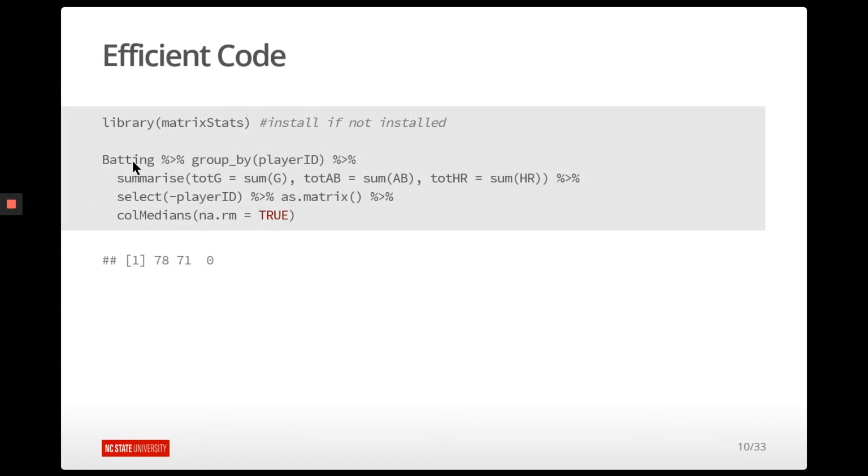So here we go. We're going to use the chaining. We're going to take the batting data set. We're going to group it by player ID. And then we're going to find summaries. We'll find the total games, total at-bats, and total home runs for each one of those players. And now we'll go ahead and get rid of the player ID column because it's not numeric. And then we'll coerce the result to a matrix so that we can use it within colMedians and get the median number of games played for players across all of baseball history, median number of at-bats for all players across baseball history, and the median number of home runs.